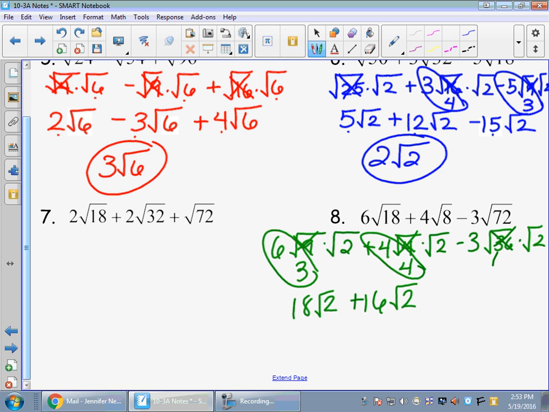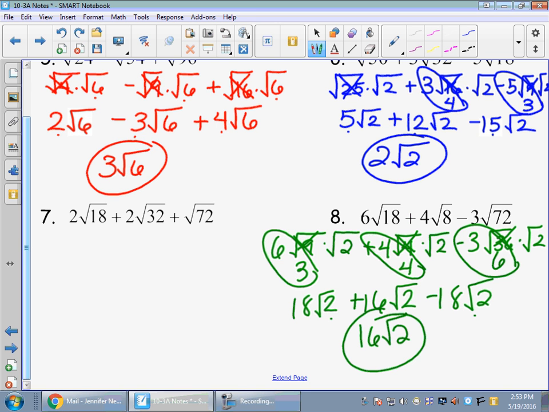Square root of 36 becomes 6. Negative 3 times 6 is negative 18. Root 2, they're all root 2s. 18 plus 16 is 34. 34 minus 18 is 16 root 2. Done.